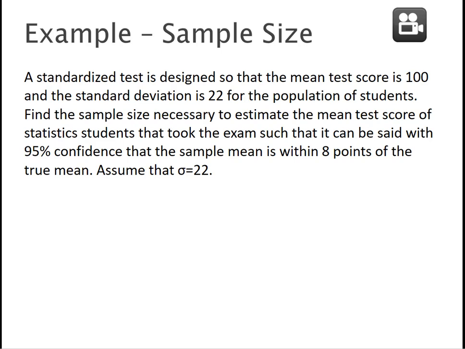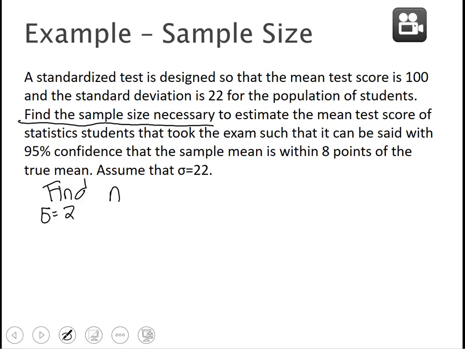So we read the problem and we said we want to find the sample size necessary. So what the problem is asking me to do is find n. Let's look first at what information I'm given. I know that my standard deviation is 22. My mean is 100, so x bar is 100. Because I'm trying to estimate the population mean, I'm going to take that 100 to be the sample mean.